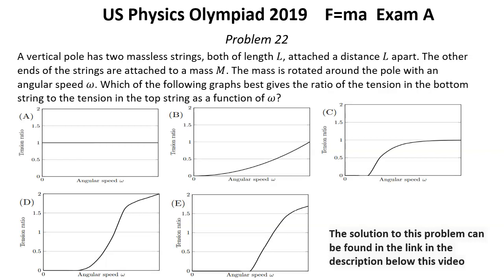So for both conditions only C is the correct answer, because here we have 0 tension for small omega and the ratio going to 1 for big omega. That's the solution for problem number 22.